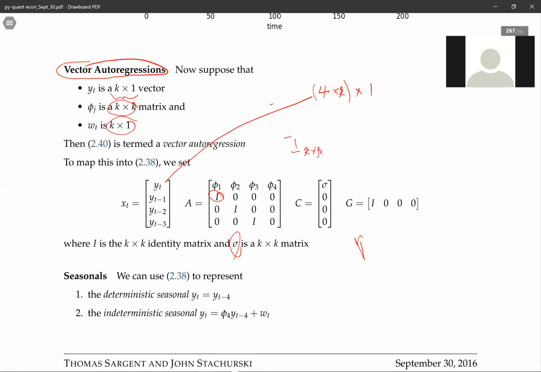Okay, I'll just keep going a little bit. So what we've shown is we can map that object into our linear state space system, but we can map more.